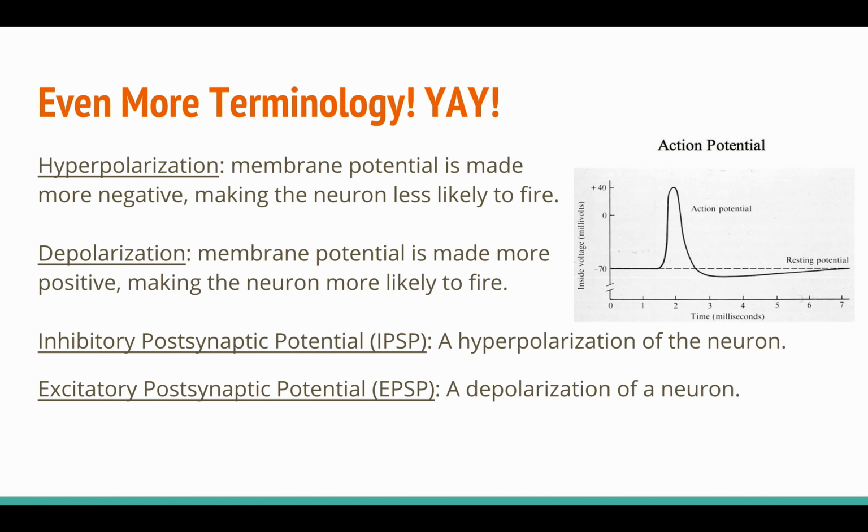To communicate the activity of neurons, we have to be careful with the language we use, and so there are a few more terms we need to go over. Hyperpolarization is when the membrane potential is made more negative, making the neuron less likely to fire. Depolarization is making the potential more positive, thereby making the neuron more likely to fire. Inhibitory postsynaptic potential, or IPSP, is a hyperpolarization of the neuron, and an excitatory postsynaptic potential, or EPSP, is a depolarization of a neuron.